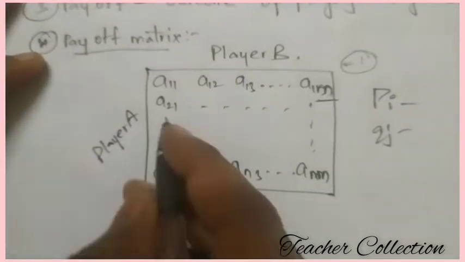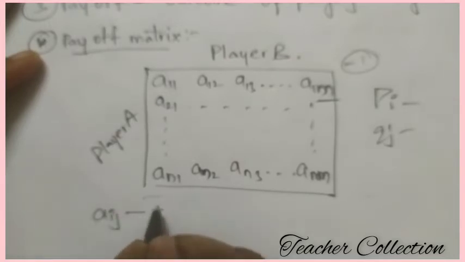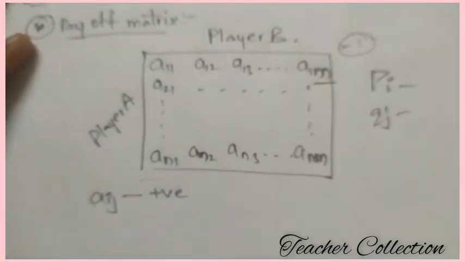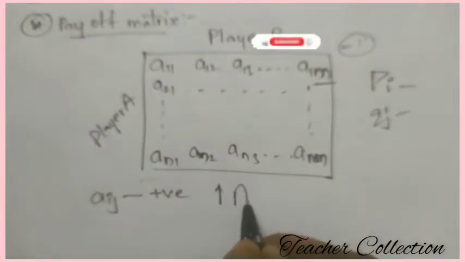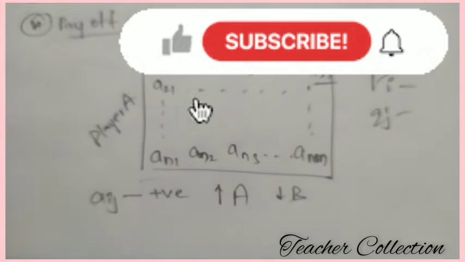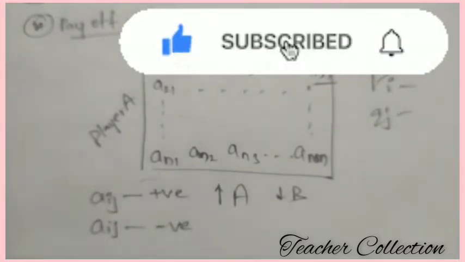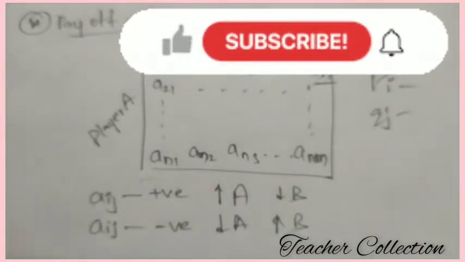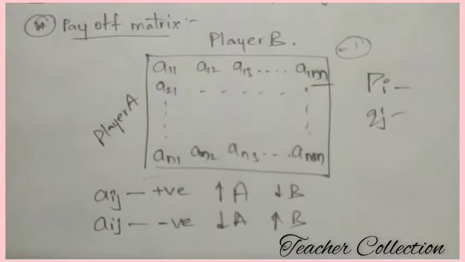Here, if Aij is positive, then it represents a gain to player A and a loss to player B. If Aij is negative, then it represents a loss to player A and a gain to player B. I hope you understood this payoff matrix. Okay, next.